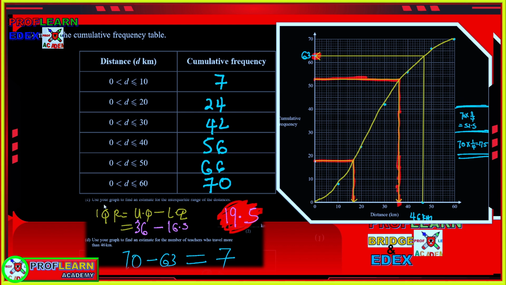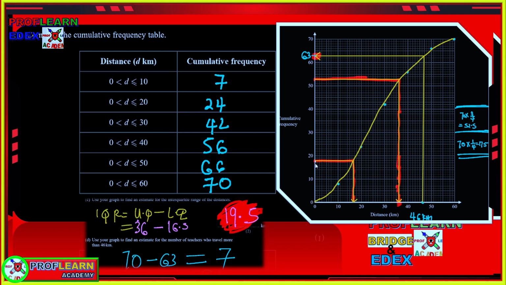Then how do you use your graph to estimate the interquartile range? The first thing that you need to do is to find the upper quartile, which is 3/4 times the total cumulative frequency, which is 70, and that gives us 52.5. So we go here and check where we have 52.5. We draw a line across, and where it meets the curve you drop a line down to this point, which I got as 36.